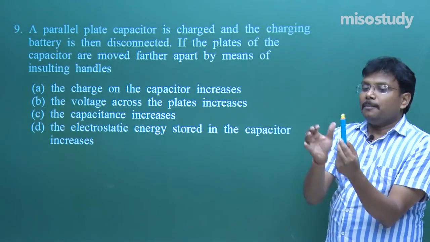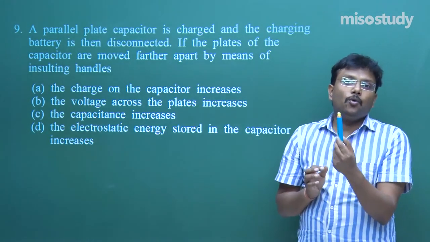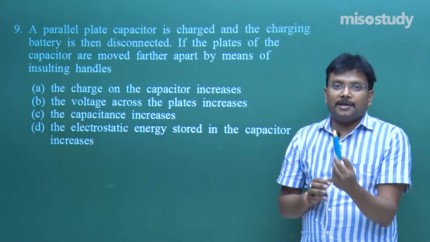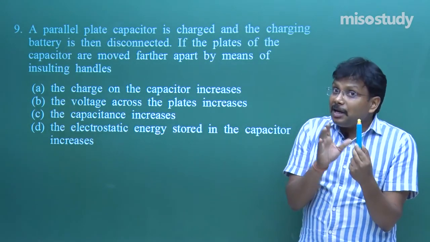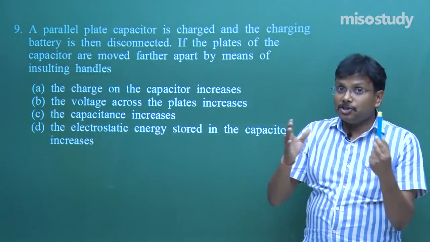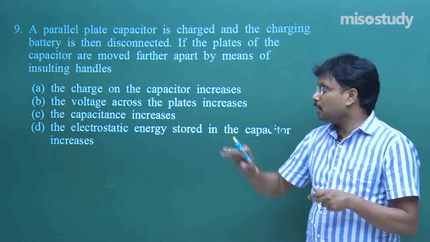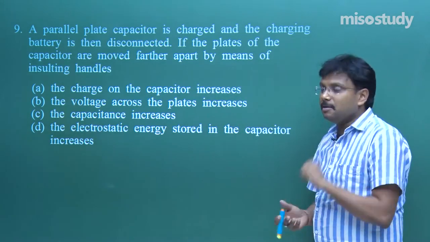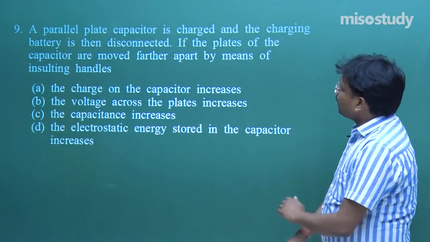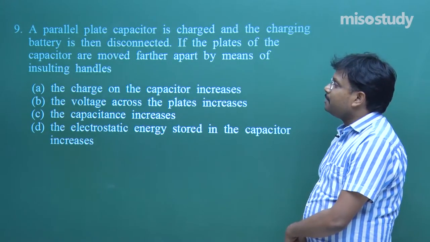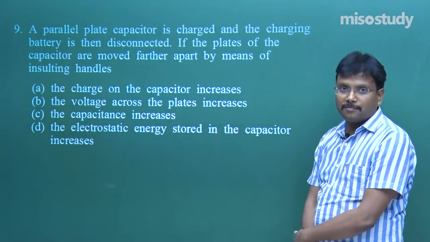But if the battery is connected and you are making some changes to the geometry of the capacitor, then potential is fixed, but charge will change accordingly. So, these two situations are very important and this question is based upon this theme only. If the plates of the capacitor are moved further apart by means of insulating handles.